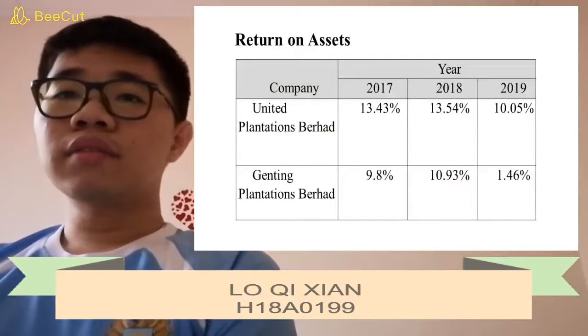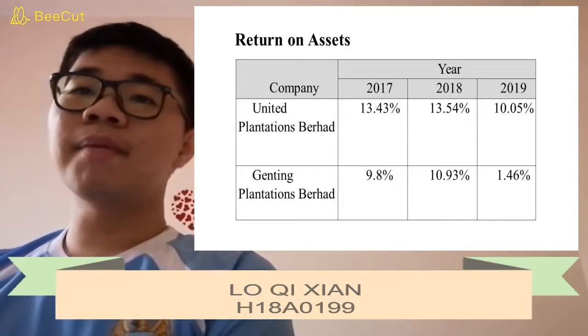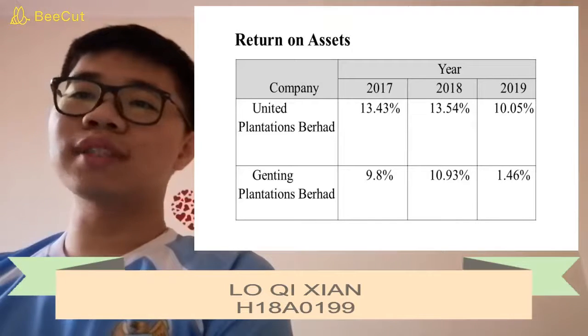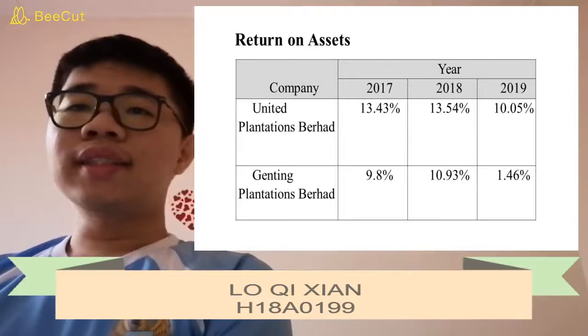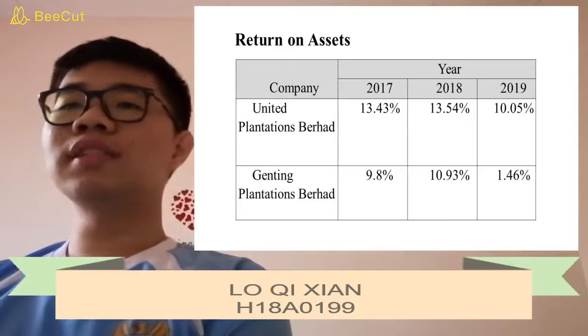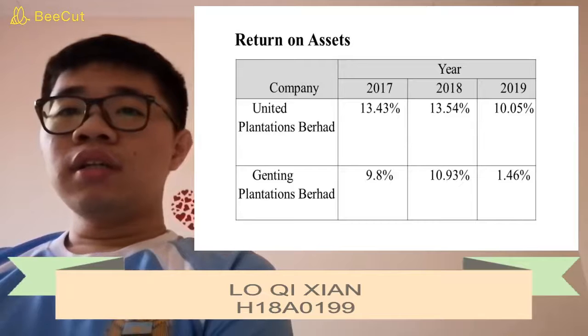For return on asset, in conclusion, both companies saw inconsistency in the return on asset as the performance in fund investment was unstable from year 2017 to year 2019. However, the return on assets for United Plantation Berhad was better than Genting Plantation Berhad from year 2017 to year 2019. For return on equity, both companies saw inconsistency in return on equity from year 2017 to year 2019. But the return on equity in United Plantation Berhad is better than Genting Plantation Berhad from year 2017 to year 2019.